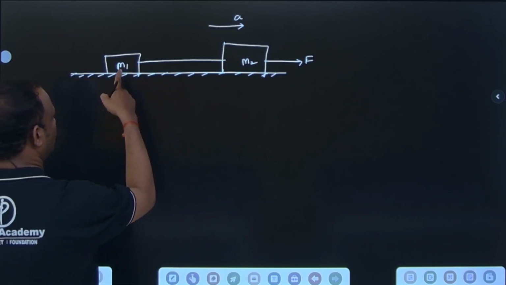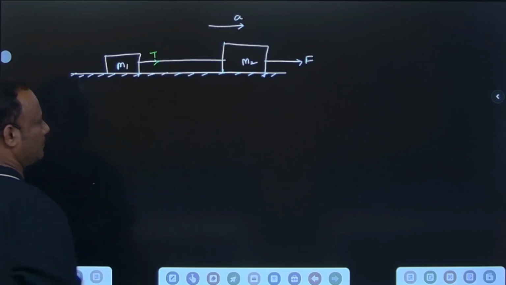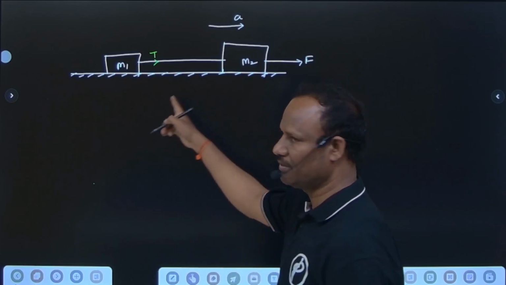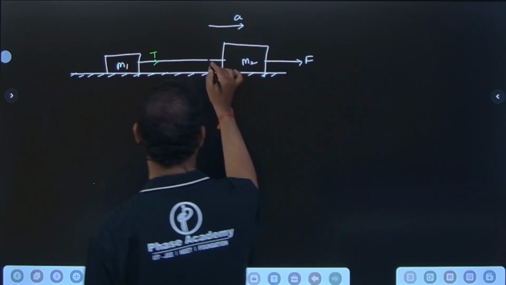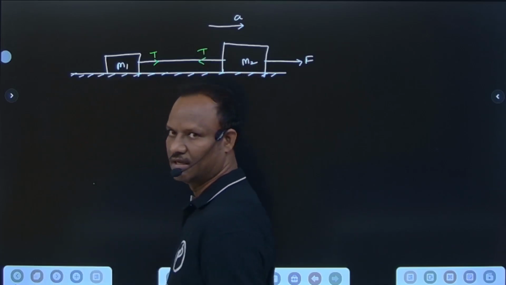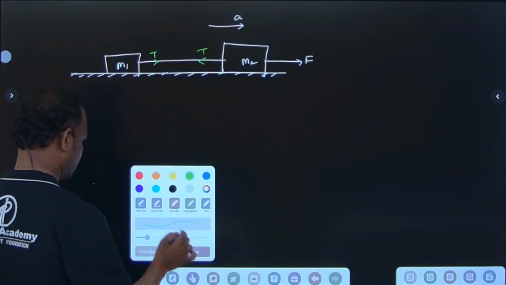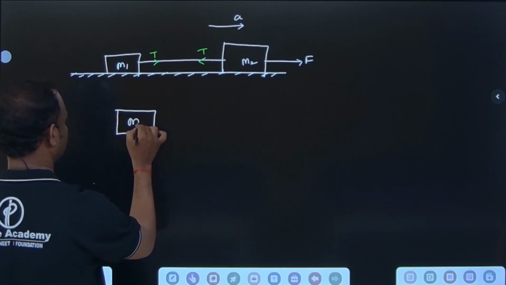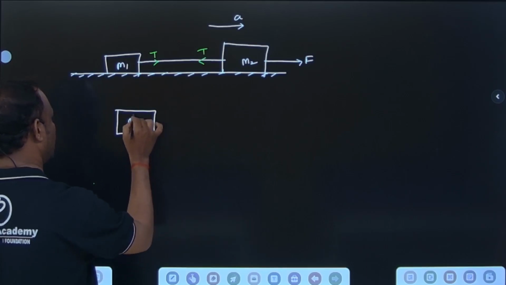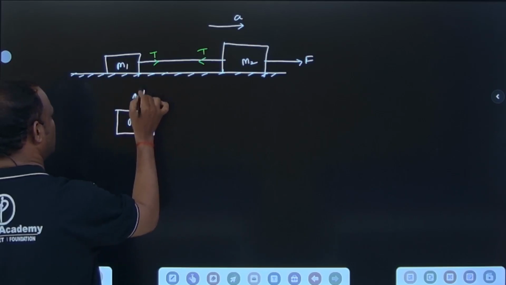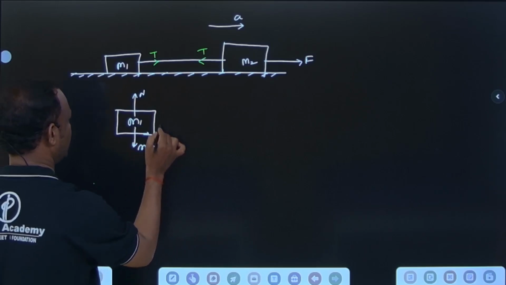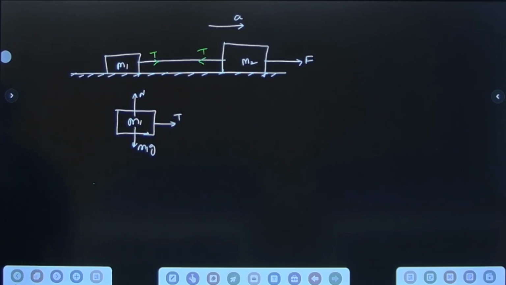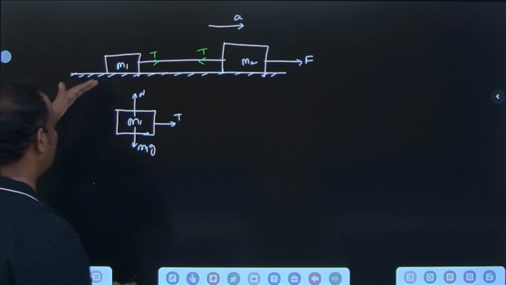Obviously when you're talking about M1, the tension acts away. How many strings do you have? Only one string. One tension at every point which is the same. So this is tension T. I want to go for the free body diagram. Its mass is M1. Normal reaction, I'm directly writing upwards. Its weight is M1g. Tension is T.